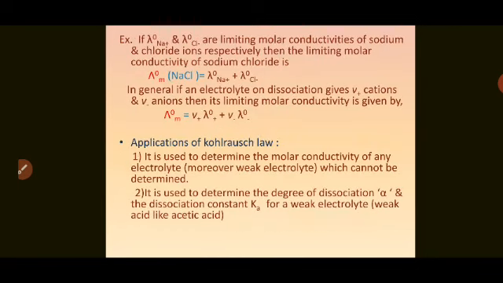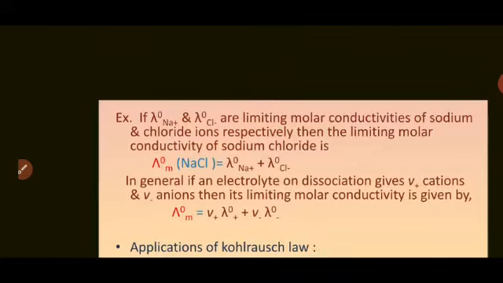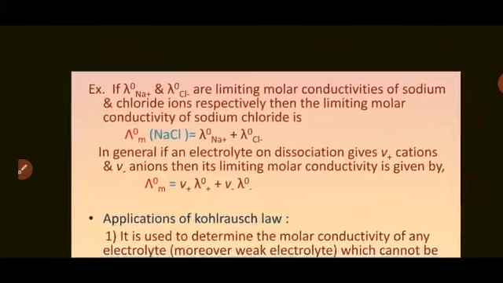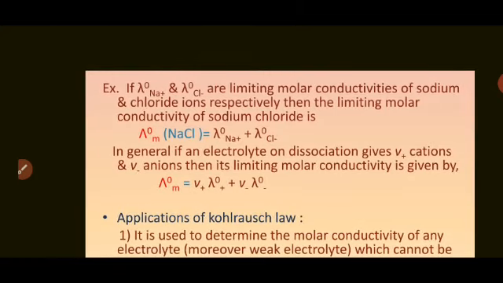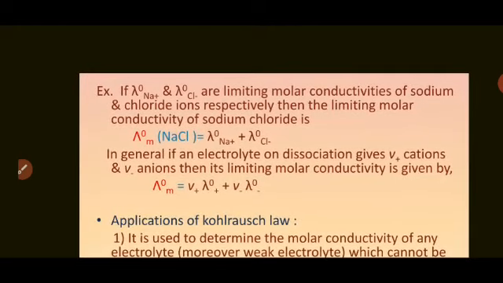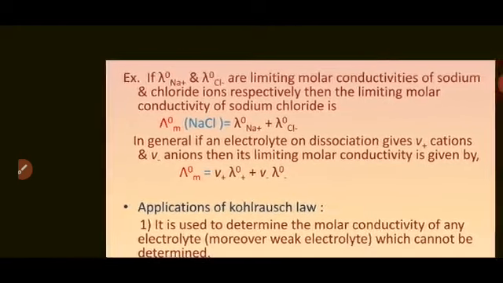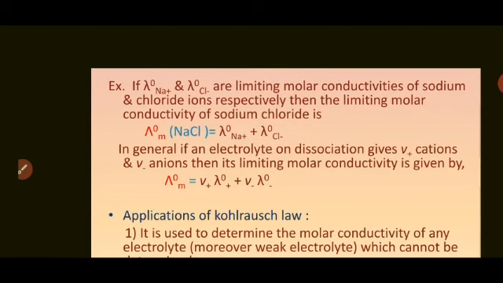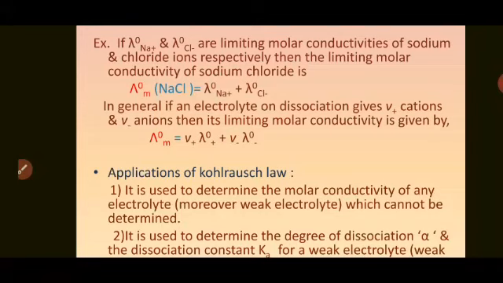So an example is given. If lambda naught, that is limiting molar conductivity, and lambda naught of Na plus, that is sodium ions, cations, and Cl minus, chloride ions, are the limiting molar conductivities of sodium and chloride ions respectively, then the limiting molar conductivity of the total sodium chloride solution, that is the electrolyte, lambda naught m of NaCl, is given as the sum of the individual contributions, that is lambda naught m of Na plus and lambda naught of Cl minus.